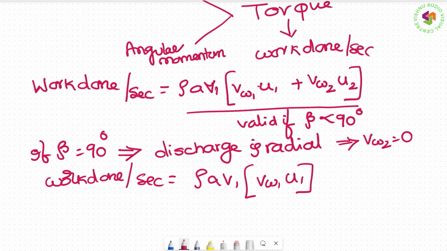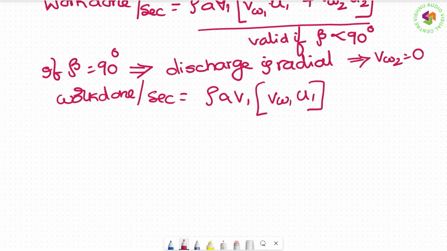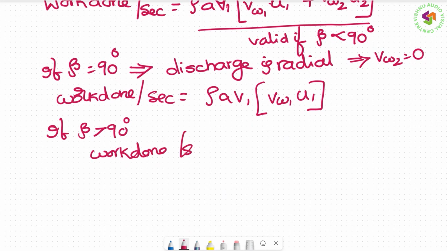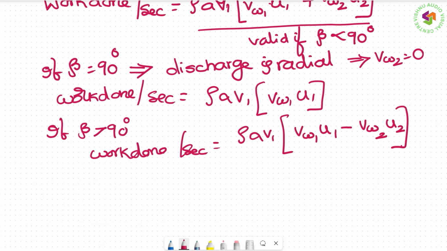If beta is greater than 90, then work done per second is equal to rho A V1 into (VW1 U1 minus VW2 U2). So this is the thing.